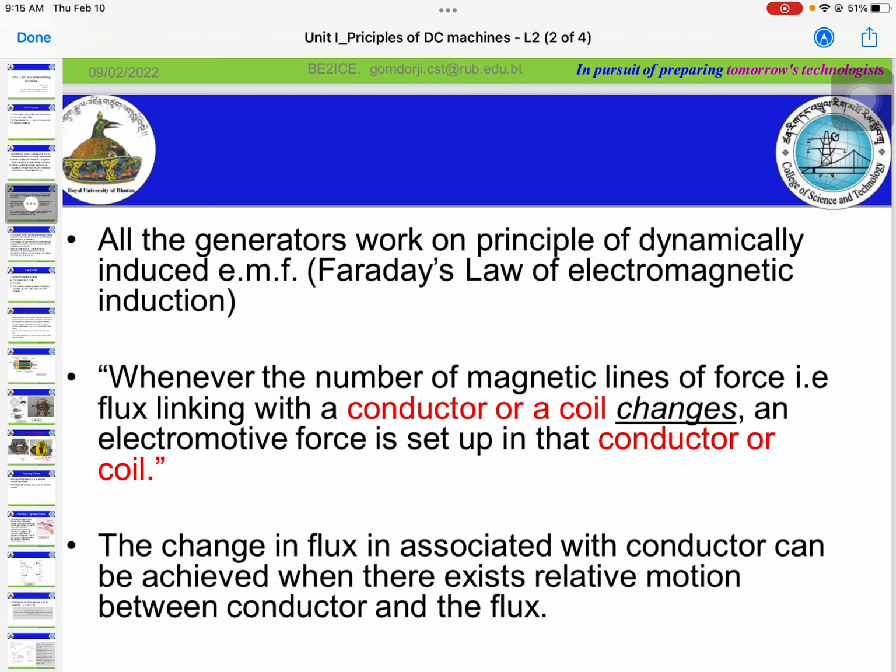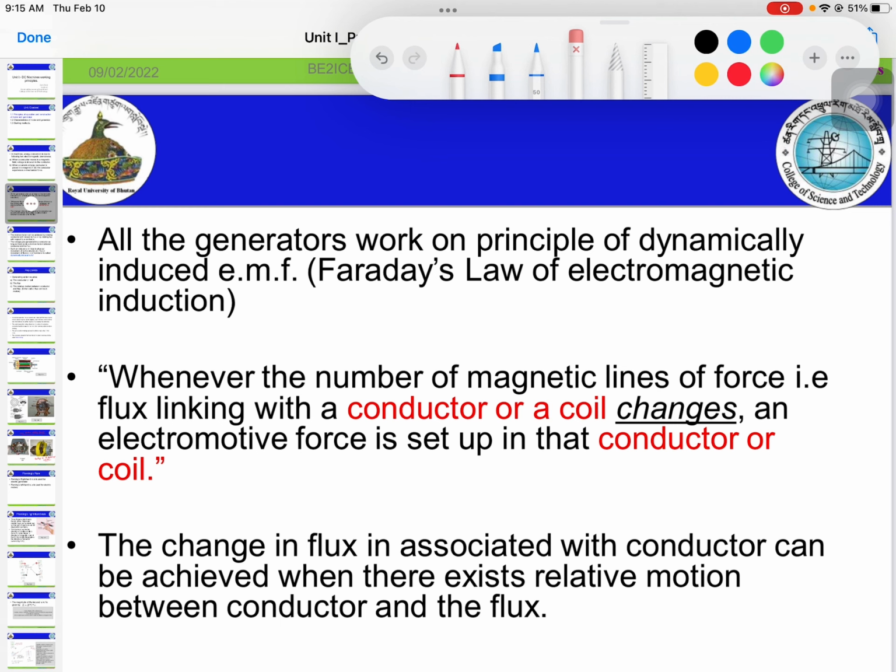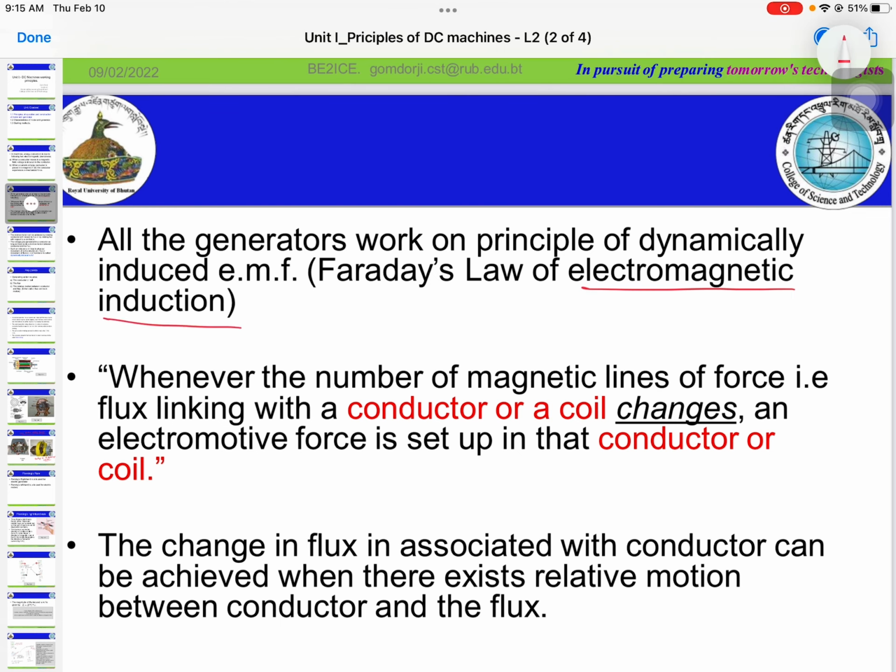experiences a mechanical force. So generally, all generators work on the principle of dynamically induced EMF. That is based on Faraday's law of electromagnetic induction. This law says that whenever the number of magnetic lines of force, that is flux, linking with the conductor or a coil changes, an electromotive force is set up in that conductor or coil.